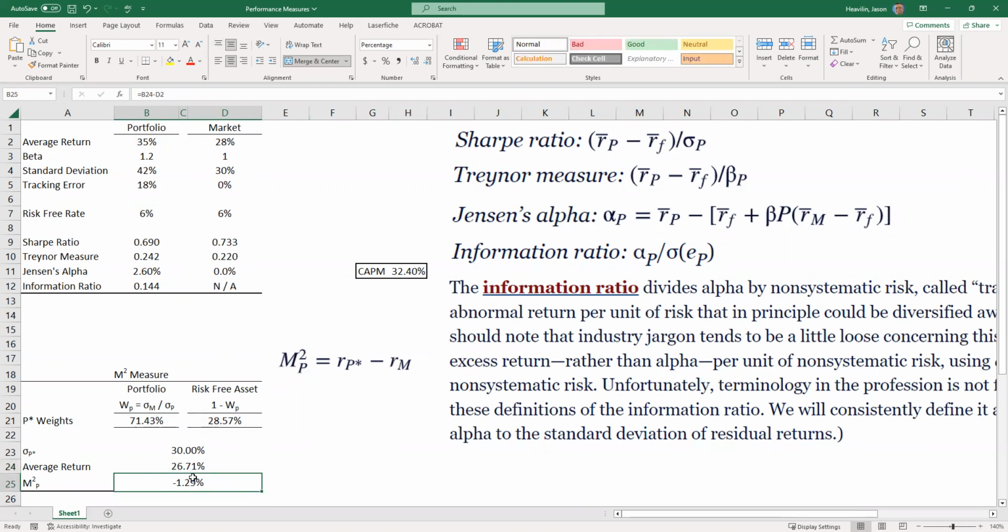So when we take the difference between the return of this new complete portfolio minus the return of the market, we realize that we have a negative 1.29%. So when you combine this, you're getting an average return that is less than the market, while the standard deviation is the same. So in other words, the market gives you 28% for 30% standard deviation. Here you're getting less than 28% for the same standard deviation. So you have lowered your returns for the same amount of risk.